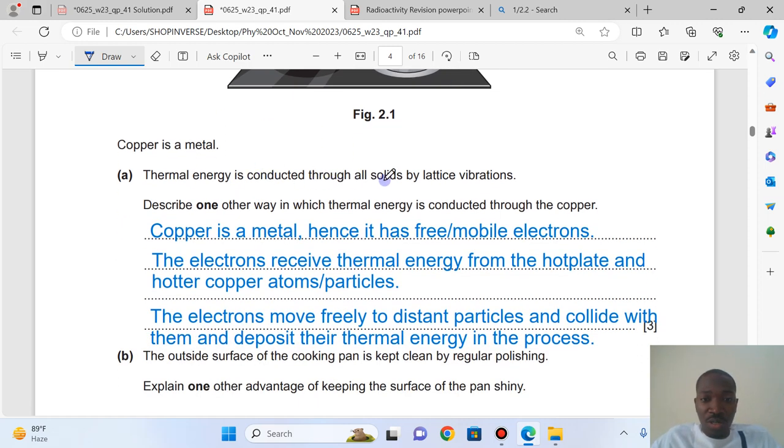Thermal energy is conducted through all solids by lattice vibration. Describe another method. Which other method is that? That's by the free electrons. Copper, being a metal, has free or mobile electrons, right? Good. Now the electrons receive thermal energy directly from the hot plate, or they receive thermal energy from the hotter metal particles.